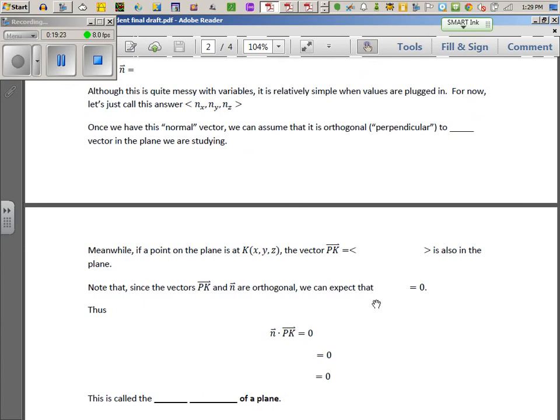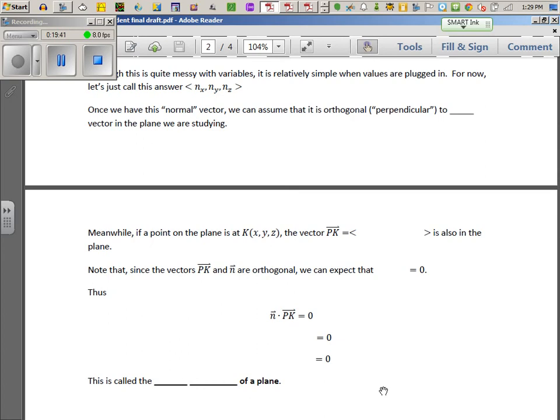We're going to call this answer, for now, because I'm too lazy to write all that stuff, nx, ny, and nz. N means normal or perpendicular. If you're in physics, this is the meaning of normal force. It means perpendicular to the surface of contact.